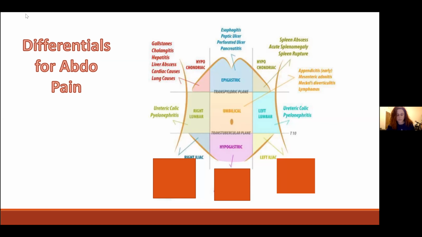Ectopic pregnancy, salpingitis, appendicitis again. Yep, so appendicitis, Crohn's, ovarian cyst, ectopic pregnancy, hernias. And how about the hypogastric region?